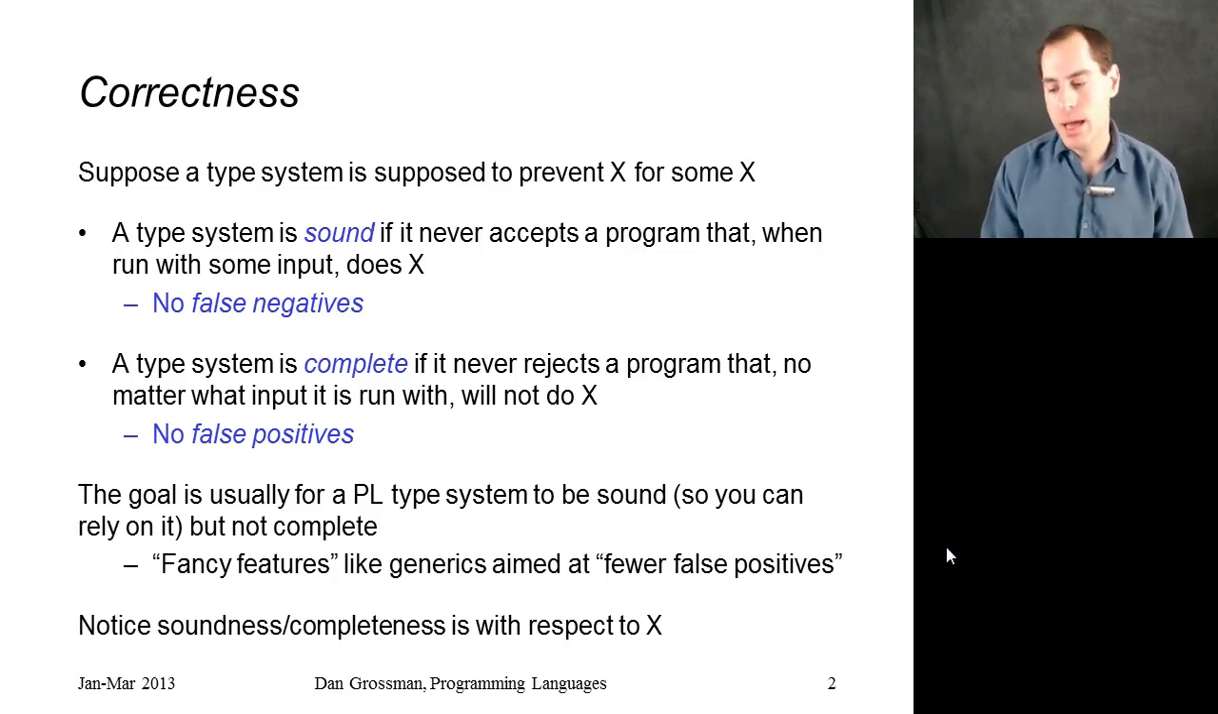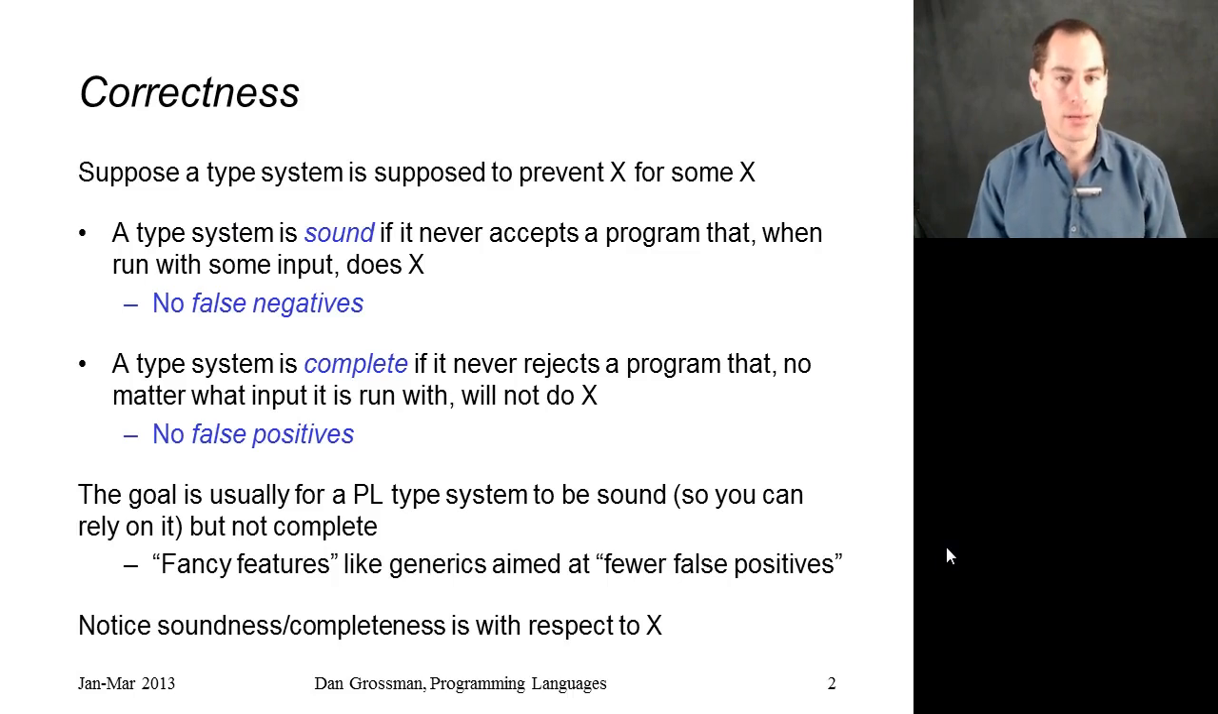And let's say there is some property x that a type system is supposed to prevent. Such x could be that you do not pass a string to addition, or you do not look up an undefined variable. It could be one of those things. It could be a set of those things. It's just x. And the definition of whether a type system is correct is in terms of that x. We have to know what the type system is trying to do before we know if it successfully does it.